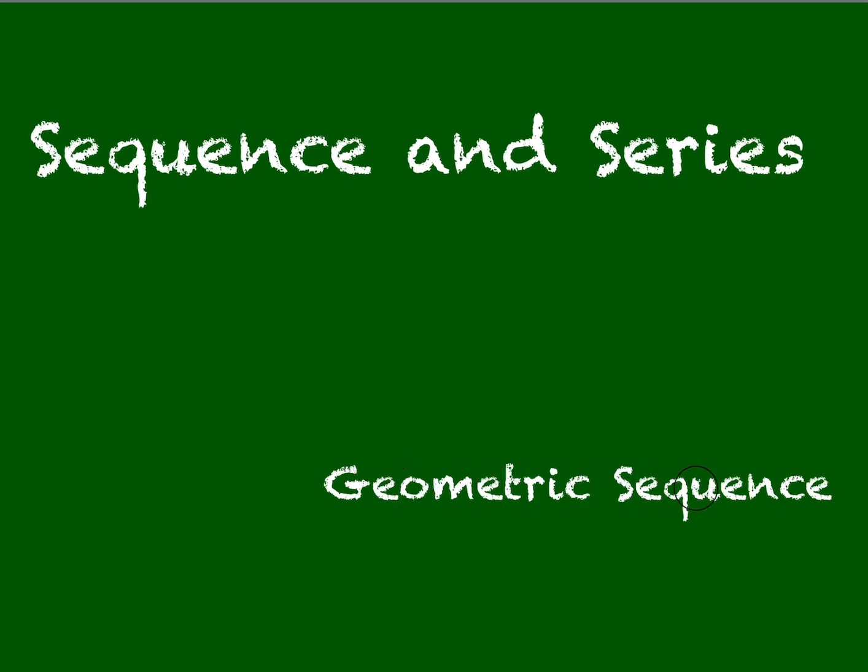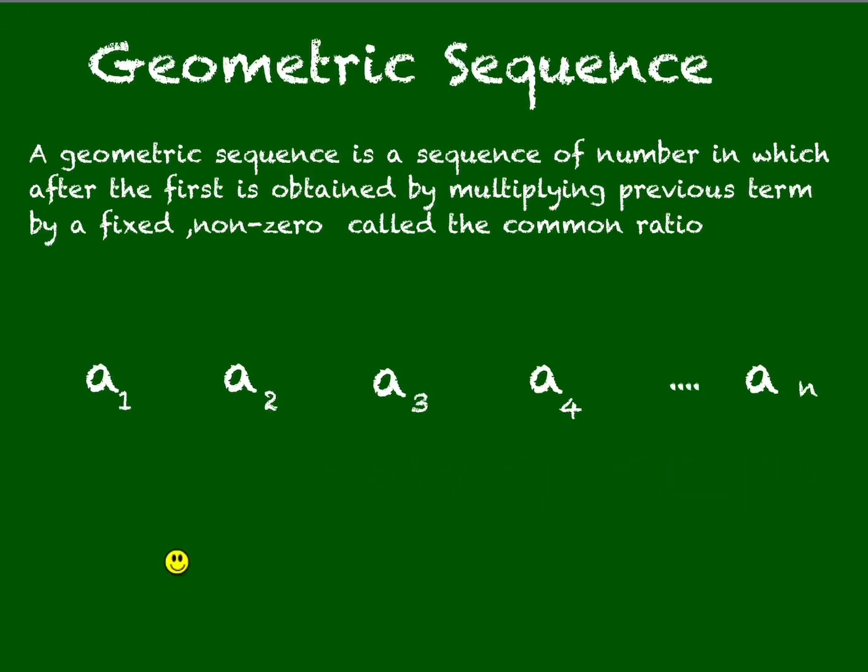Today, we're going to explore an intriguing and essential math topic, the geometric sequence. First, let me define a geometric sequence, which is a sequence of numbers in which each term after the first is obtained by multiplying the previous term by a fixed, non-zero number called the common ratio. In a geometric sequence where the terms are represented by a1, a2, a3, a4, and so on up to an, each term is found by multiplying the previous term by a constant value known as the common ratio.